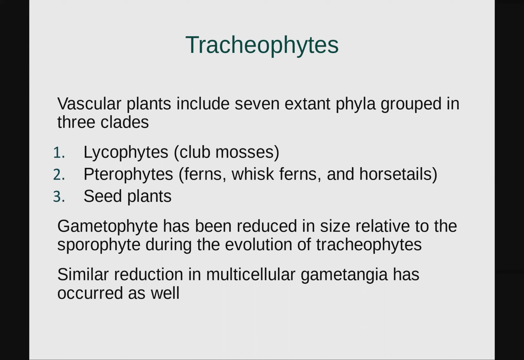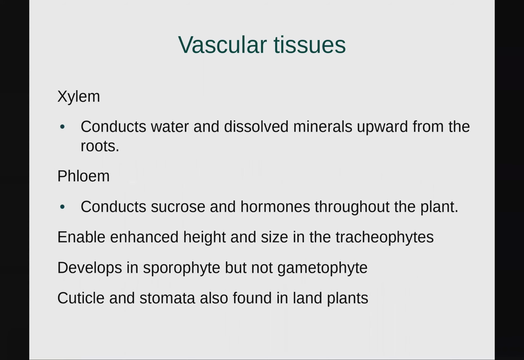Now, relative to what we just saw, the gametophyte generation has been reduced in size relative to the sporophyte generation. And a similar reduction in multicellular gametangia has occurred as well. So we talked about the vascular tissue, so I'm not gonna dive too deep into this again, but I'm putting this here as a refresher. As we go through it, xylem takes things up, the phloem takes things down. It allows enhanced height of our tracheophytes, allows enhanced structure, and all sorts of other structures, including the development of the cuticle and the stomata.